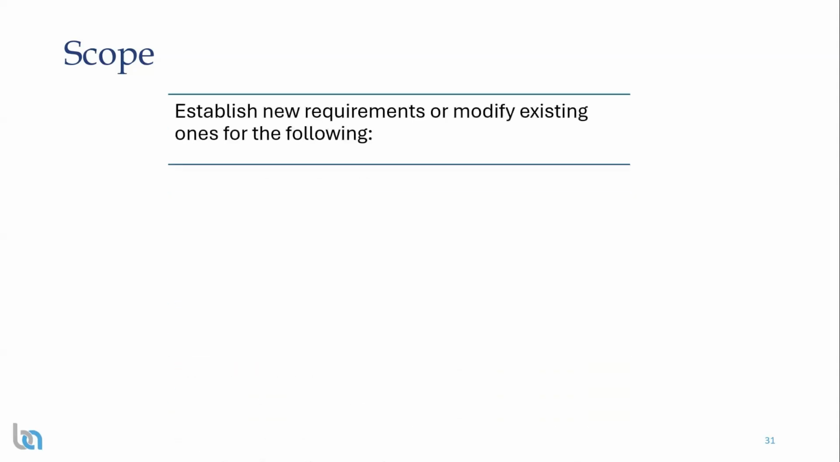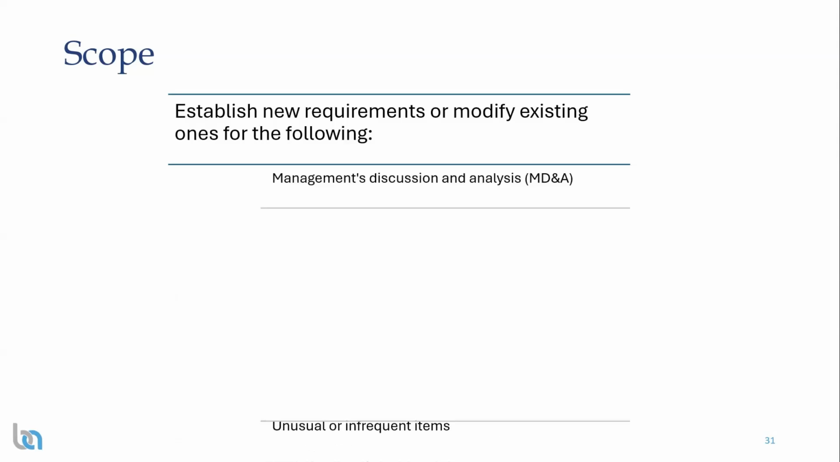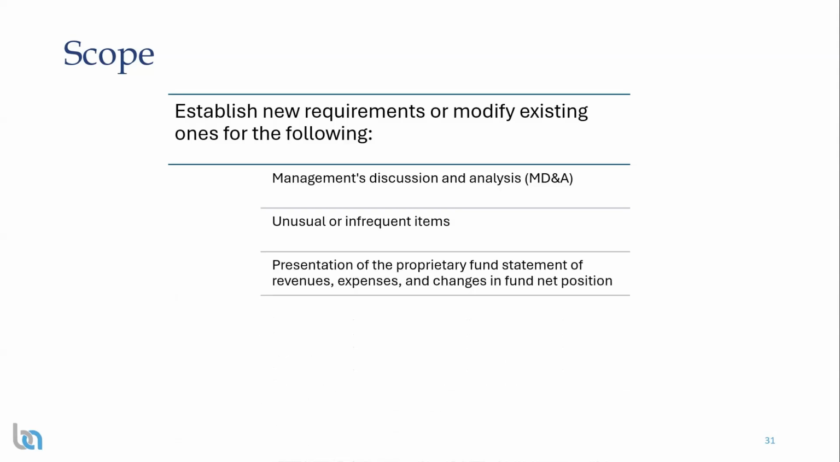So in any case, let's talk about 103 and what it covers. It establishes new requirements or modifies existing ones for the following: MD&A, and the unusual or infrequent items. So that's a new definition. That's a new item. Presentations of the proprietary fund financial statements, the statement of revenues, expenses, and changes in fund net position. So the income statement of your proprietary funds, your enterprise and internal service funds, will change a little bit, not by much, but a little bit.